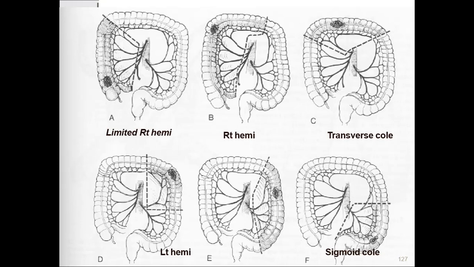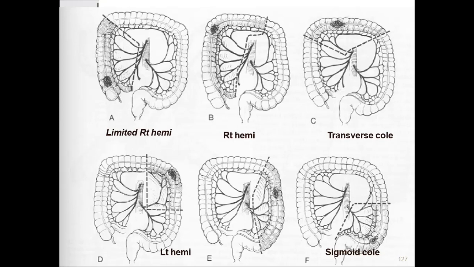In transverse colectomy, we have to ligate the middle colic artery, which has two branches, the right as well as the left branch of the middle colic artery. If we ligate these, the vascularity will be finished, or by ligating the middle colic vessel.